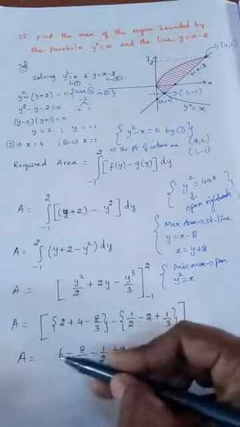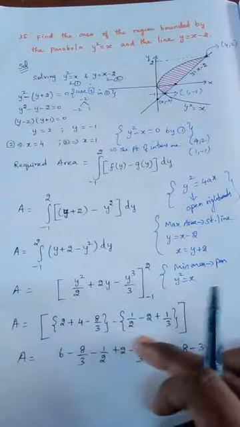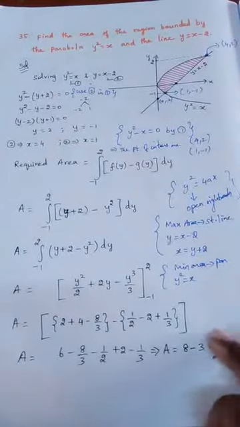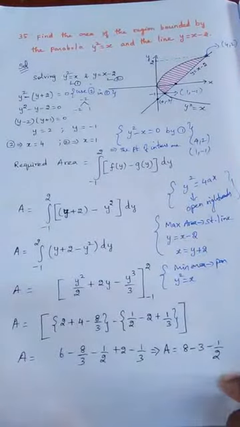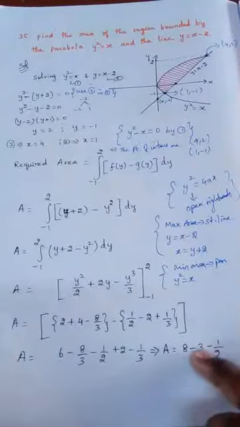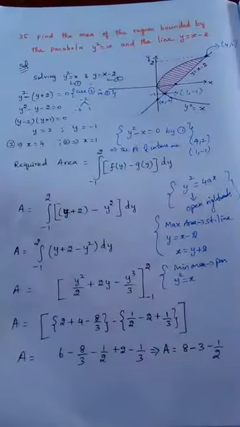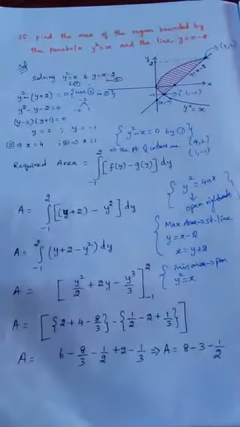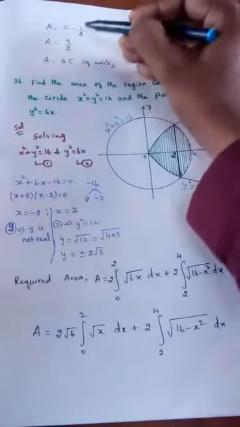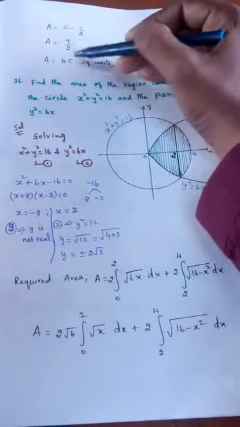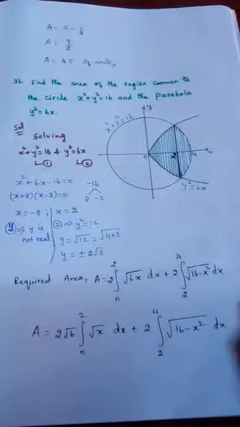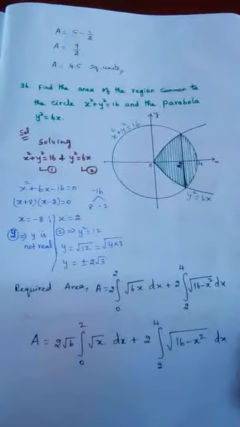2 plus 4 is 6, and bringing the minus sign inside the bracket, finally we are getting the answer like this. 8 minus 3 is 5, 5 minus 1 by 2. Simplifying this, we get the area. So the area is 5 minus 1 by 2, 9 by 2, 4.5 square units. Hope you would have understood.